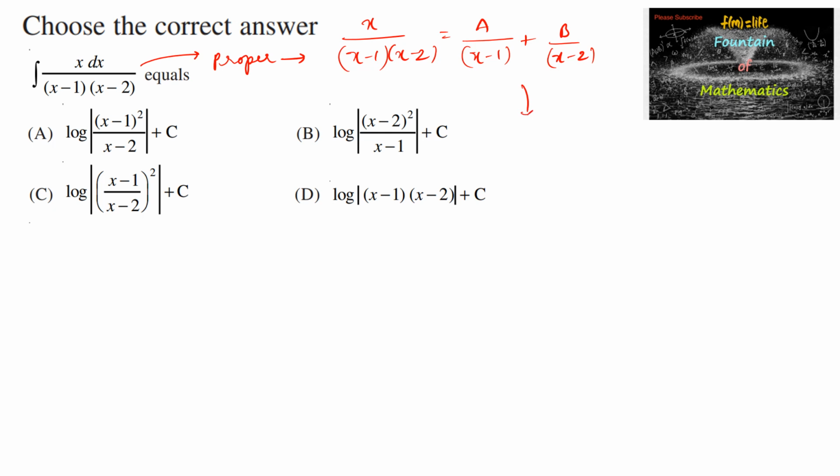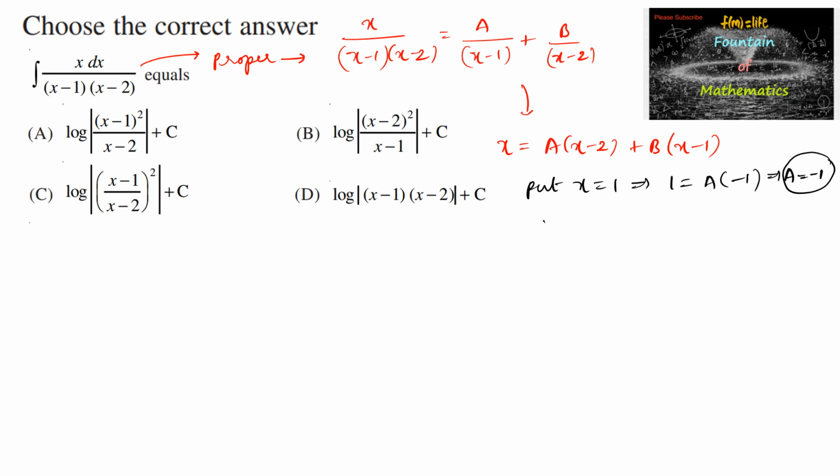So that x is equal to A times (x minus 2) plus B times (x minus 1). Now let us substitute x is equal to 1. So we get 1 is equal to A times (1 minus 2), that is negative 1. So A is equal to minus 1, and by substituting x is equal to 2, we get 2 is equal to A times 0 plus B times (2 minus 1), that is 1. So B is equal to 2.